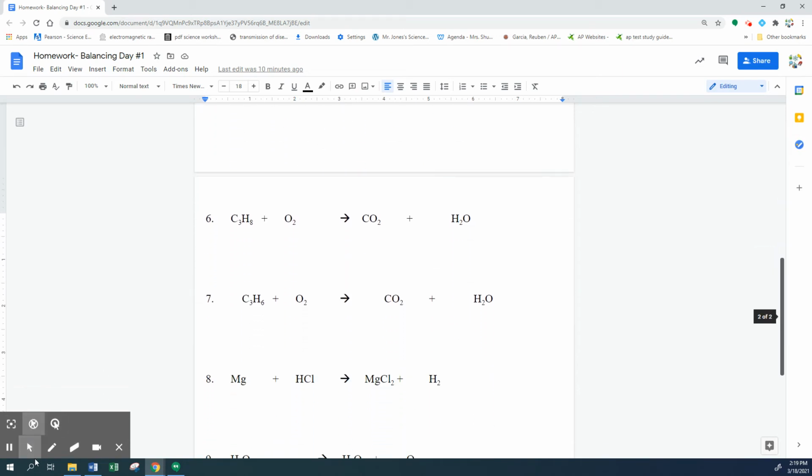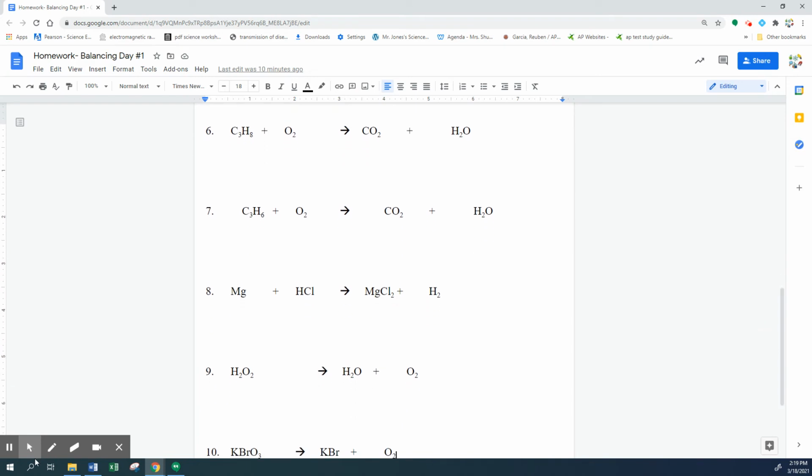Moving down, number 6. I'm going to draw my line. I have carbon, hydrogen, and oxygen. On my product side, I have carbon, hydrogen, and oxygen. Let's start with carbon. There are 3 carbons to the left, 1 on the right. So I'm going to multiply by 3 as a coefficient.